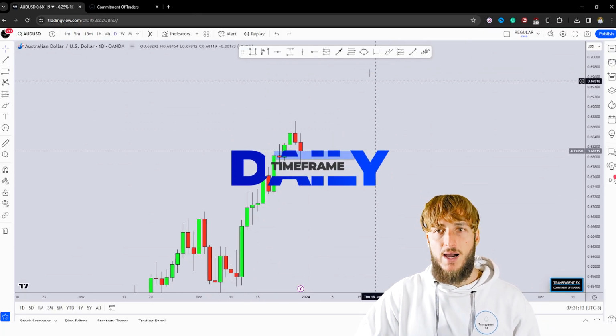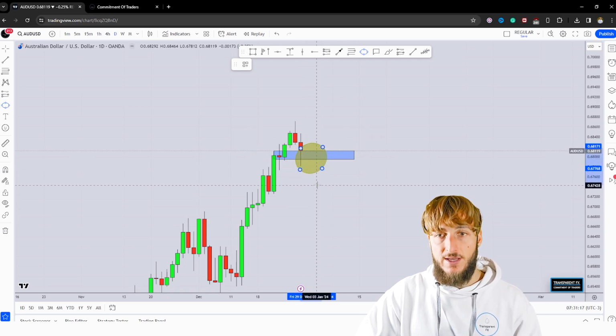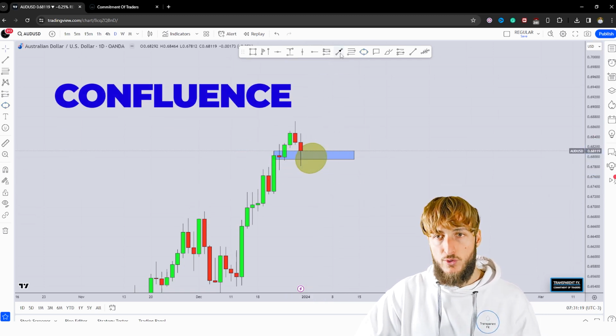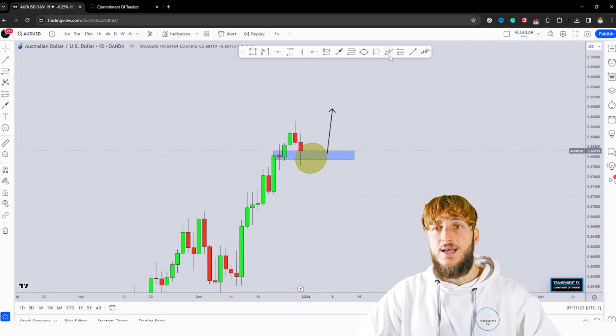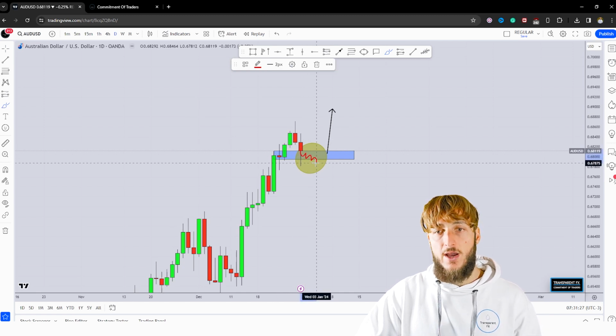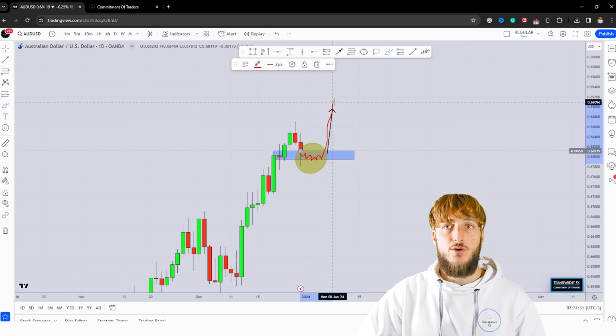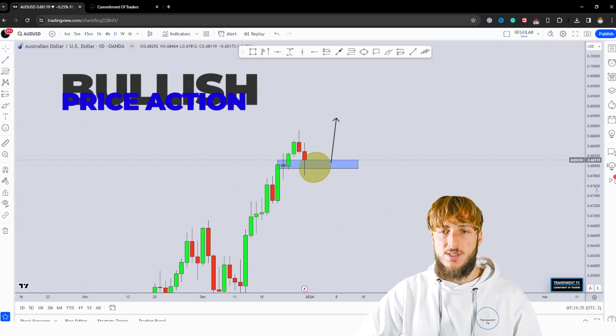Now, keeping that in mind and remembering that this area here, as we have previously identified, is a confluence of support area, since institutions are already longing AUDUSD, this increases the probabilities that inside of this confluence of support area, we could see more institutional longing, which at that point would further increase the probabilities of a potential rejection to the upside away from this level.